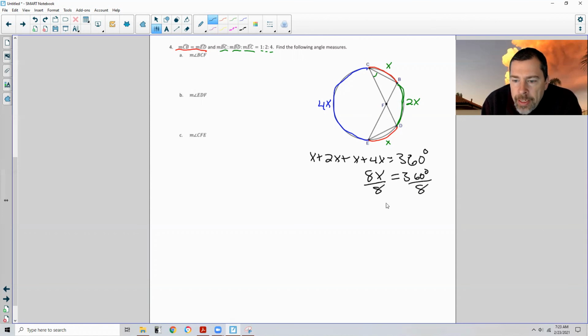Divide both sides by 8 and we get x equals, 8 goes into 36, 8 times 4 is 32 with a remainder of 4, and 8 goes into 45 times.